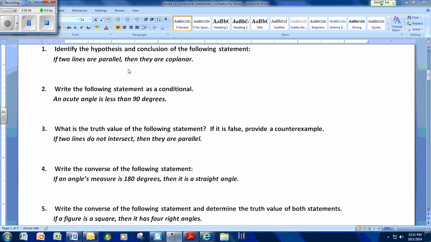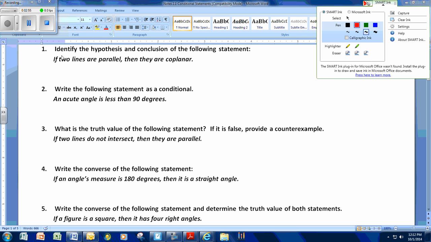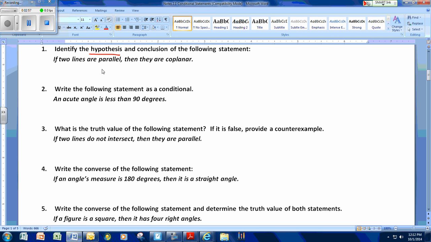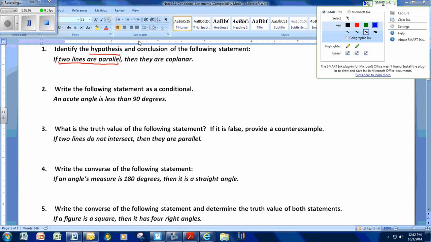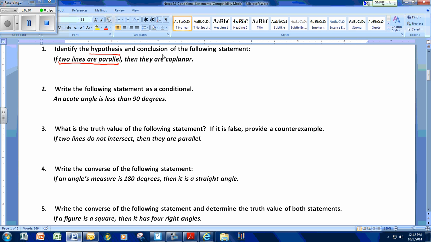Okay, next we're going to do a couple of examples. Number one, we're going to identify the hypothesis and conclusion. Okay, so again, the hypothesis follows the word if. All right, so the hypothesis would be two lines are parallel. And the conclusion was the part after the word then.